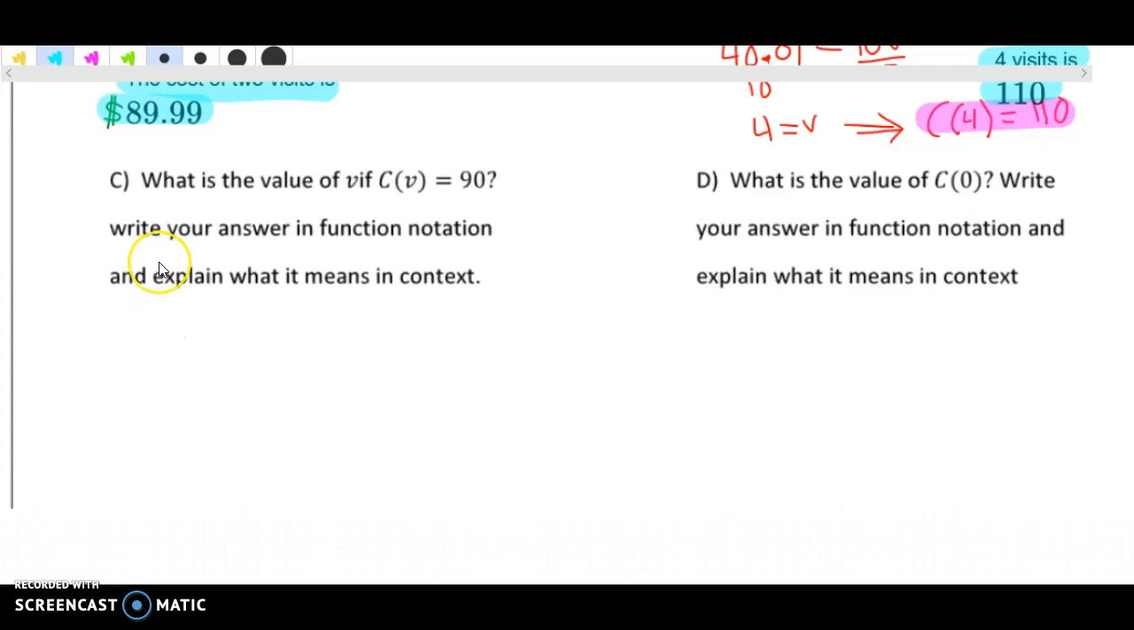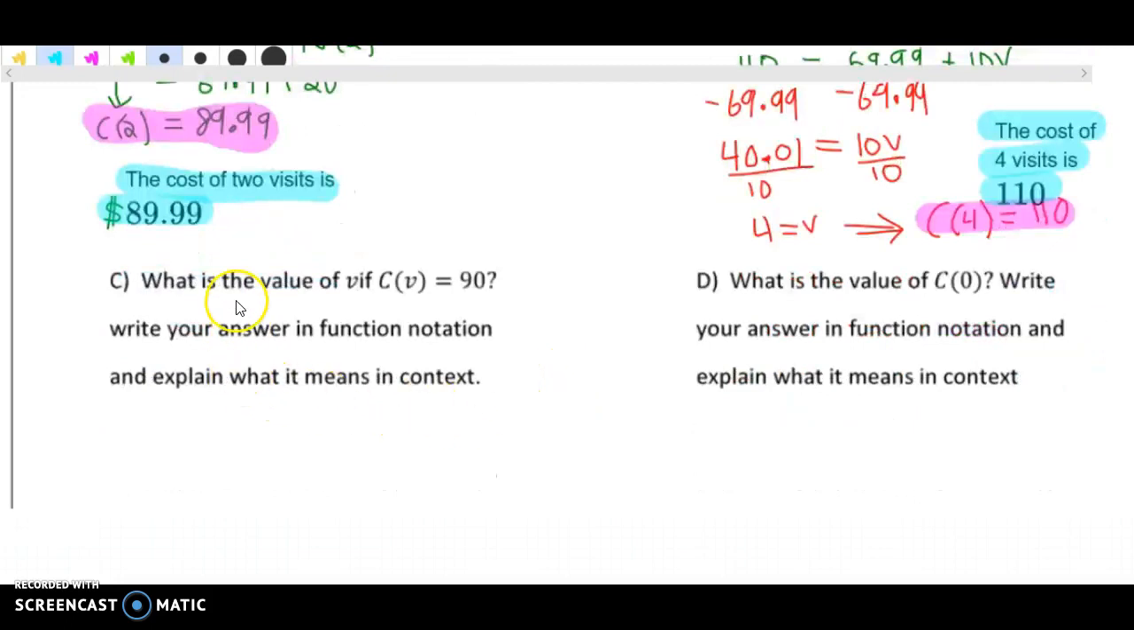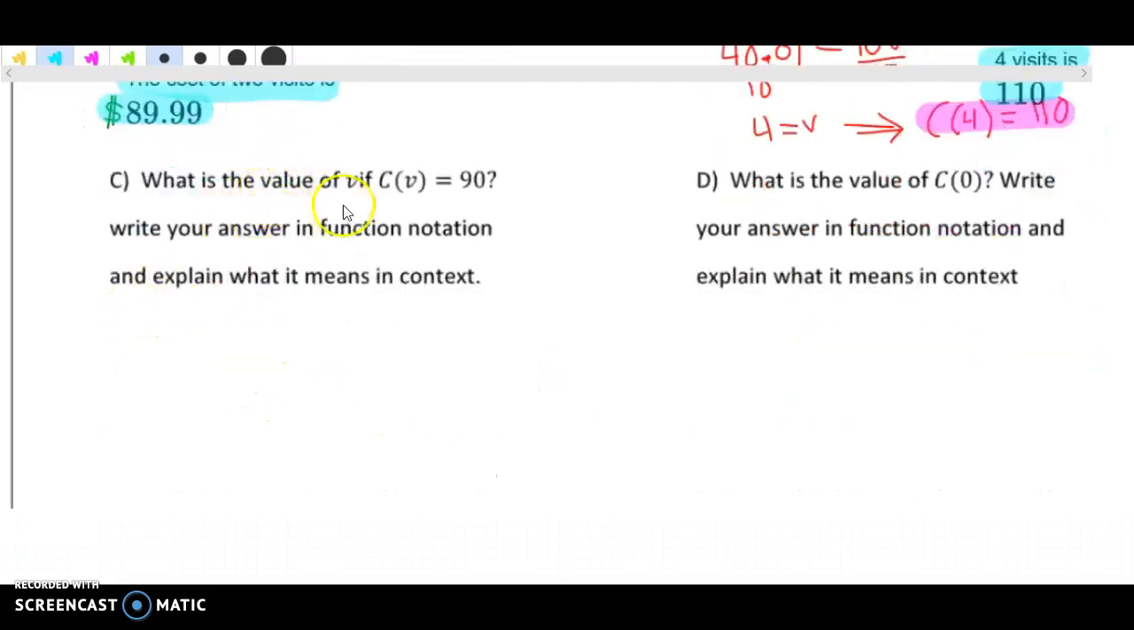Well, example C is very similar to example B. We're looking for the number of visits. So what is the value of V if cost of V equals 90? Then we're going to have to write this in function notation. And then finally we're going to have to explain what it means. Always start with your function or equation. I'm going to replace the C of V with 90. So 90 on the left side of the equation.